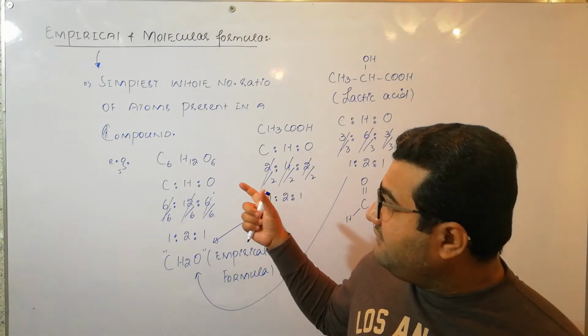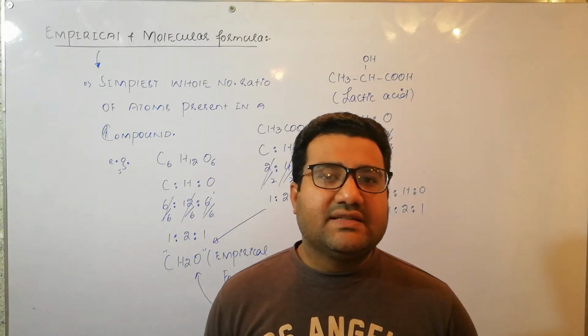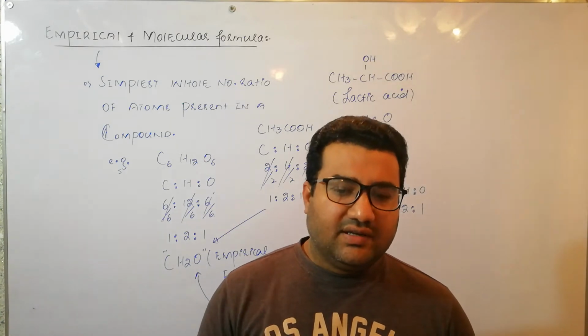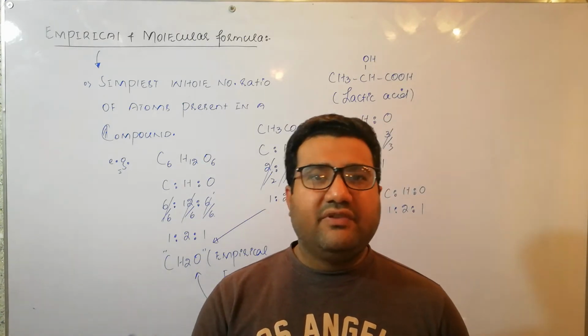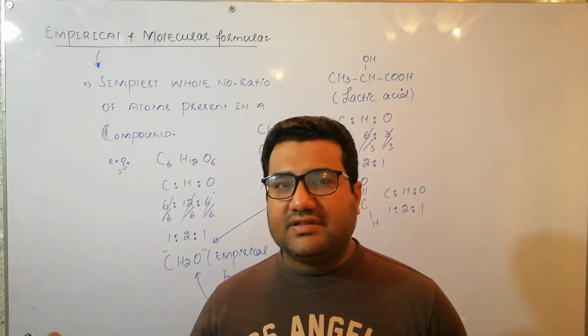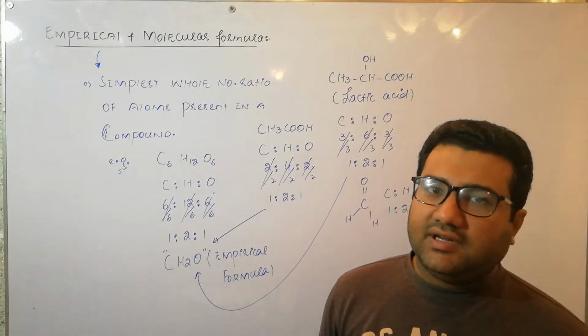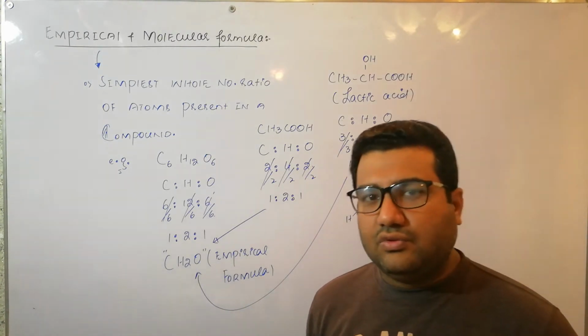This one is a very important MCQ. It is asked that which of the following has same empirical formula. A option will be glucose, B will be acetic acid, C will be lactic acid, and D will be all of these. So you must know that all of these compounds, they have same empirical formula, and it is CH2O.